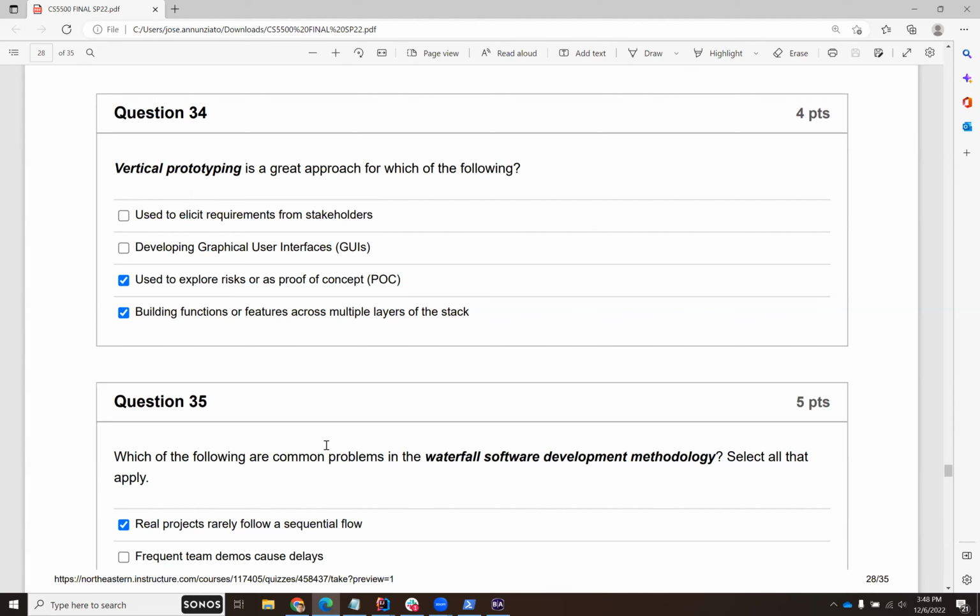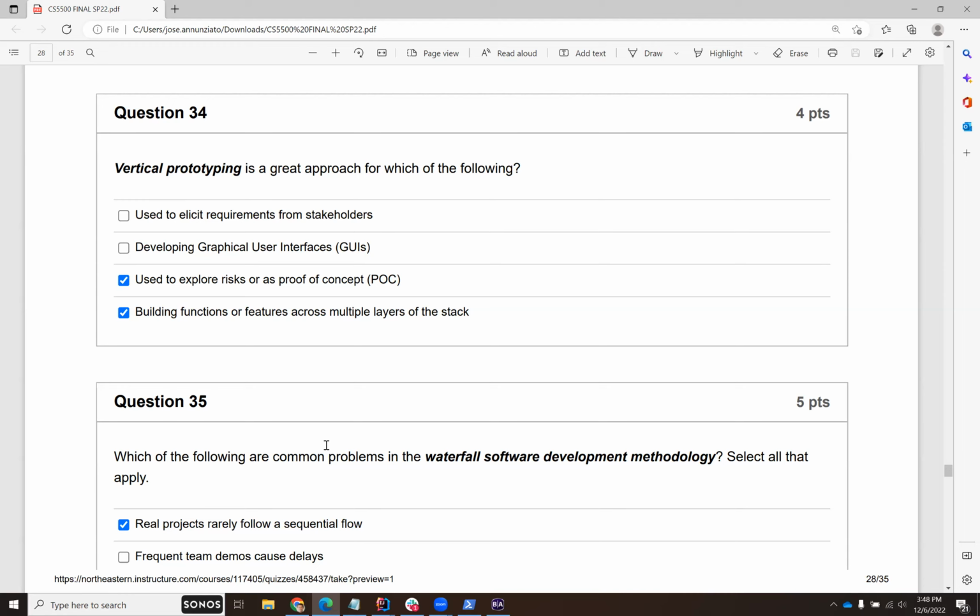Maybe if you're doing the middle tier, you could mock the database, so you can focus on your controllers and your business logic. Or if you're doing the front end, you could mock the controllers, mock the services, so you can focus on the front end.